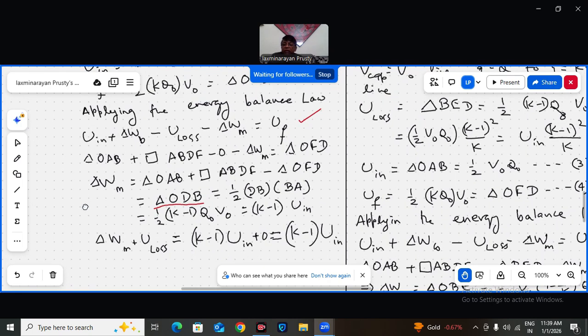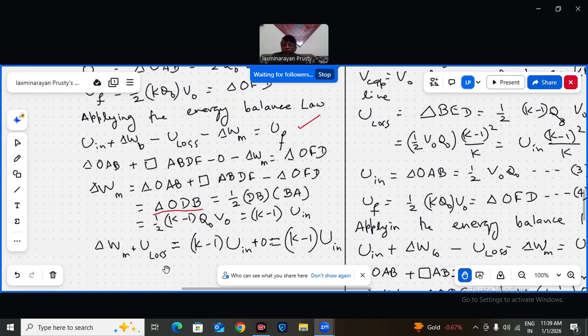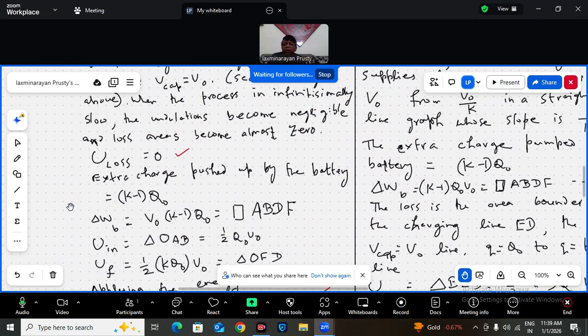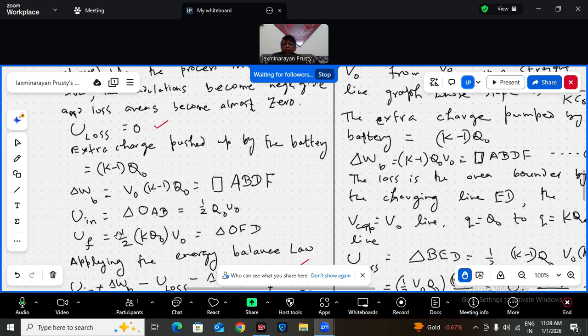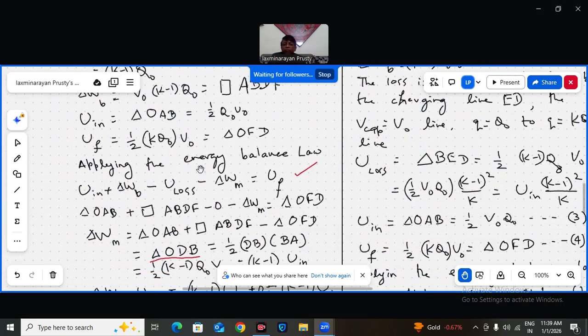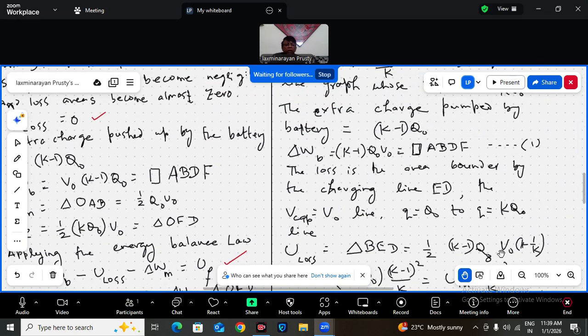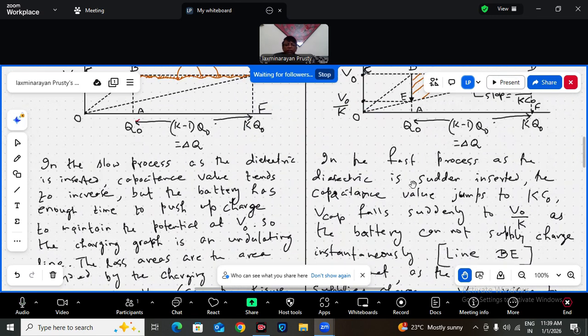Delta WS is delta W, and U loss is already 0. So it is both together, delta WM plus delta W battery, that will always be U initial plus energy received from the battery, or work done by the battery, minus U final. That's it. Now come to the first process.